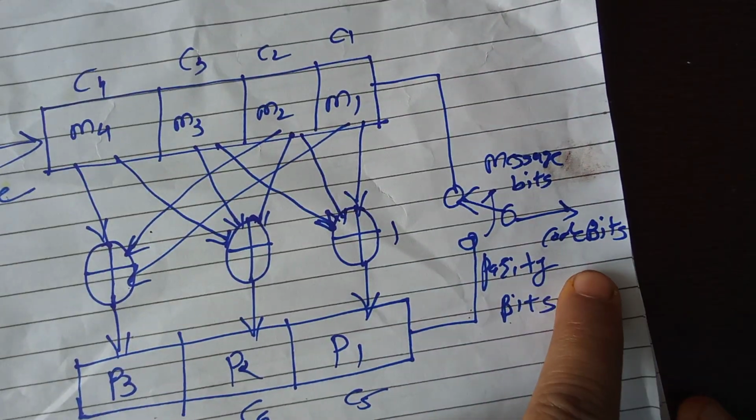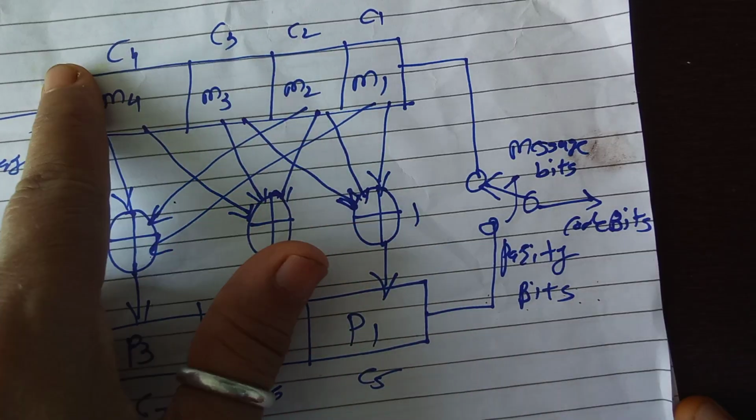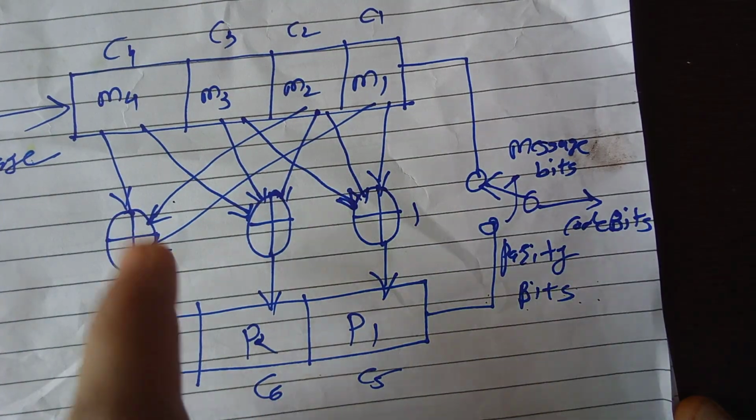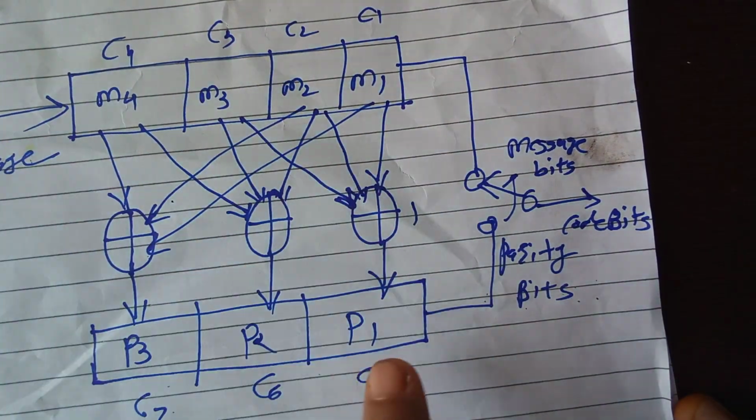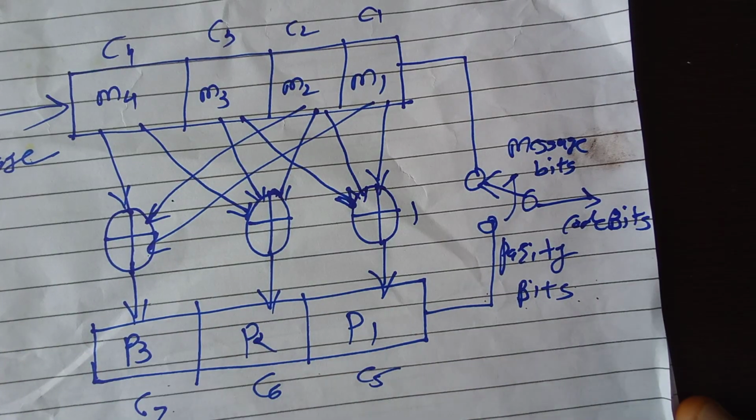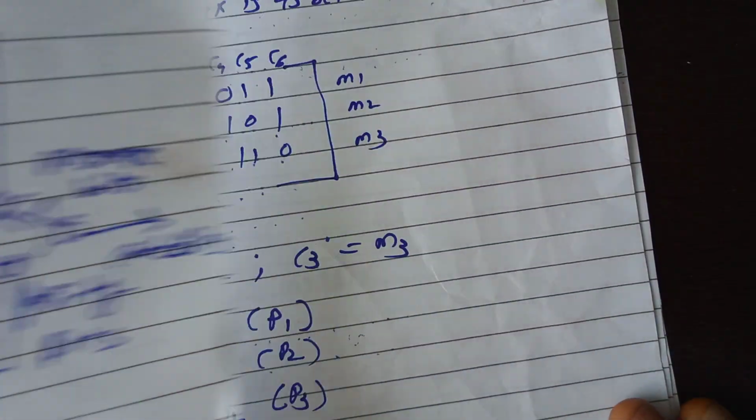So the code bits are C1, C2, C3, C4, that is M1, M2, M3, M4, and after that C5, C6, C7, that is P1, P2, P3. So this is a systematic code.